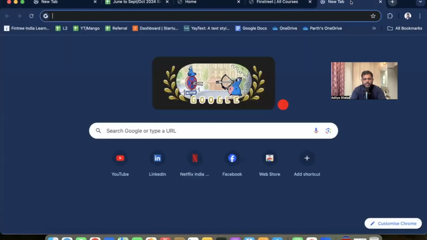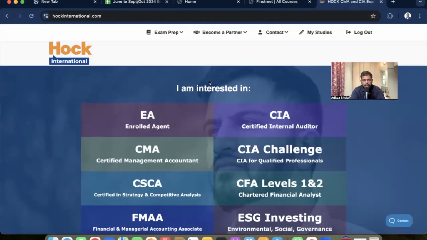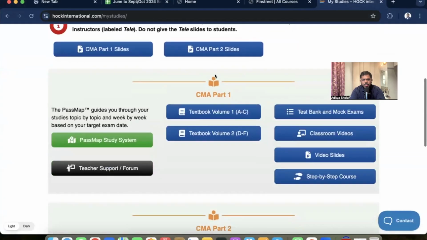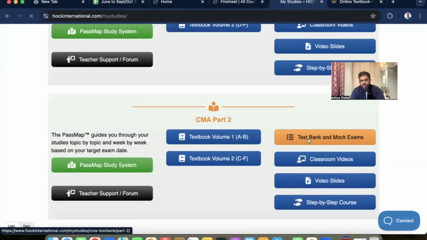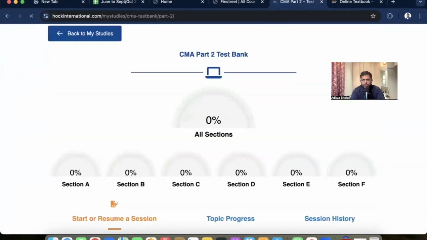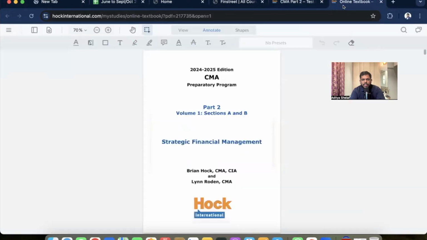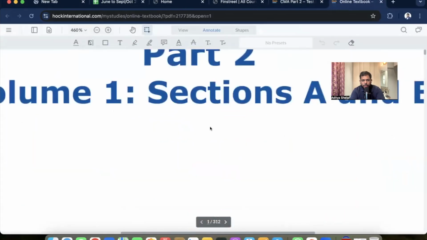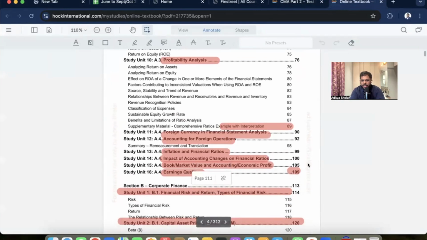Going back to Hock LMS, once you get your login ID and password from our team, you can access textbooks over here. You can access MCQs, MCQs plus mock exam. And this is how our schedule looks. Once our lecture is done, I go to the textbook part and walk you through some target areas. So let's say on a specific day, from page number 76 to 89 or 109, you have to read.